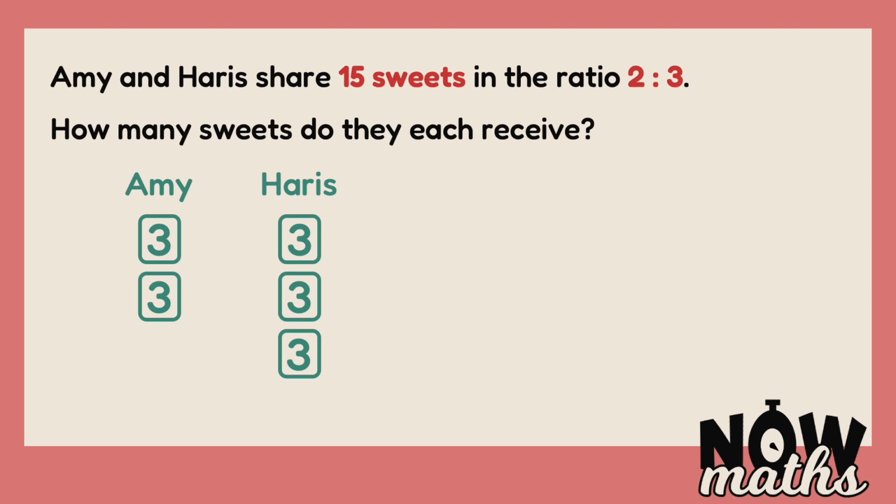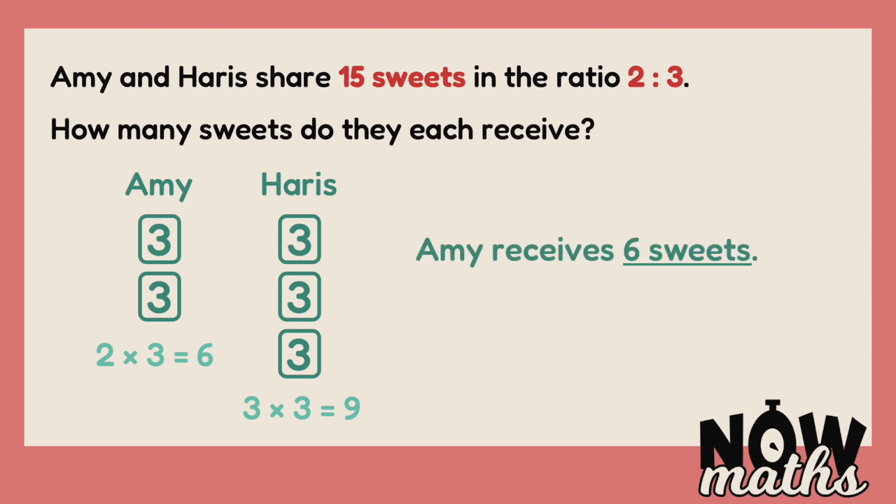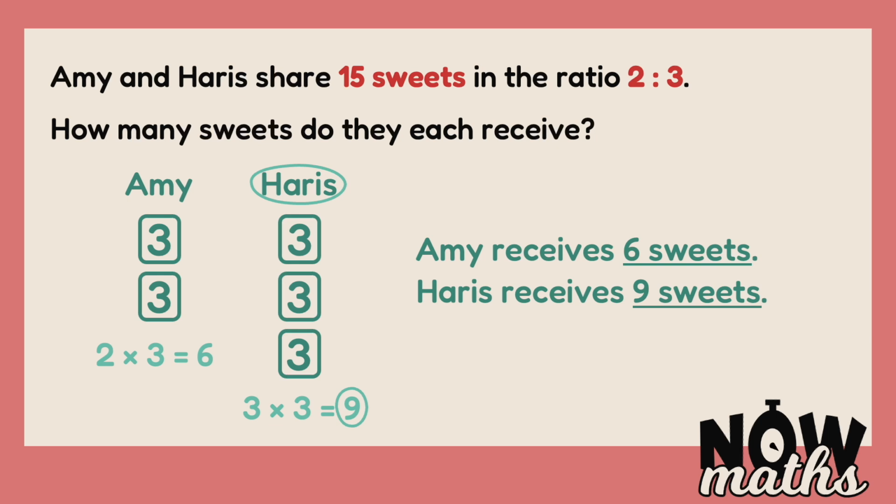Now all that's left to do is work out how many sweets Amy and Harris each receive. So if we look at Amy's part of the diagram, Amy receives 2 lots of 3 sweets, so she receives 6 sweets. And Harris receives 3 lots of 3 sweets, so he receives 9 sweets. And all that's left to do at the end is write down how many sweets they each receive to make it nice and clear. So we can say that Amy has got 6 sweets altogether, and Harris has got 9 sweets altogether. And this is our final answer.